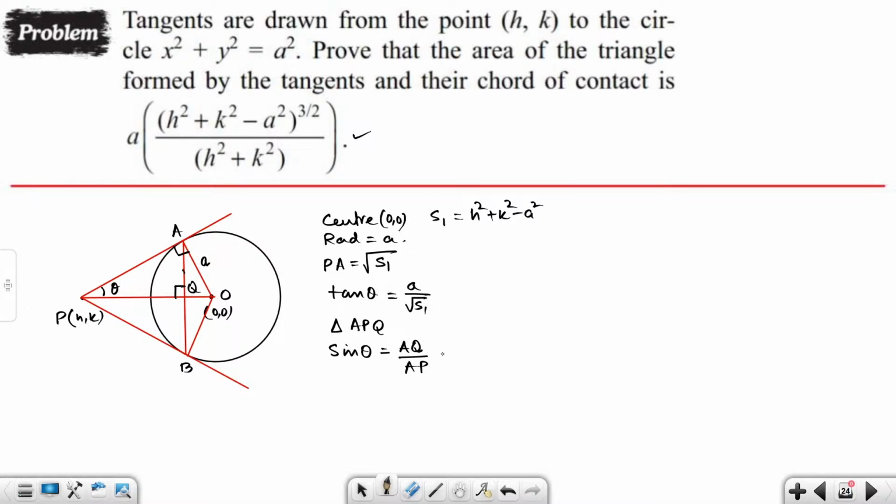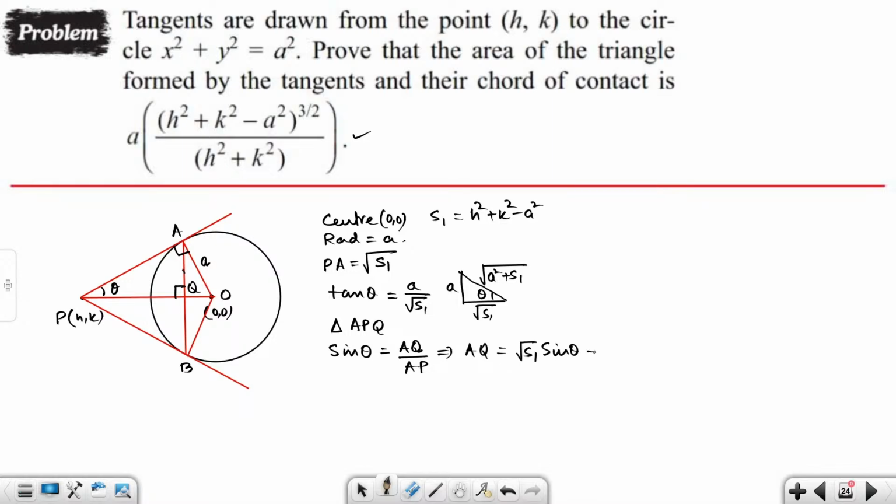What is AQ? I don't know. What is AP? Your AP is root of S1, that is the length of the tangent, into sine theta. But again, we don't know sine theta. Okay. But we know tan theta. If I draw a right angle triangle and if this angle is theta, then this is A, this is root of S1. Then what will be its hypotenuse? Hypotenuse will be root over of A square plus S1.